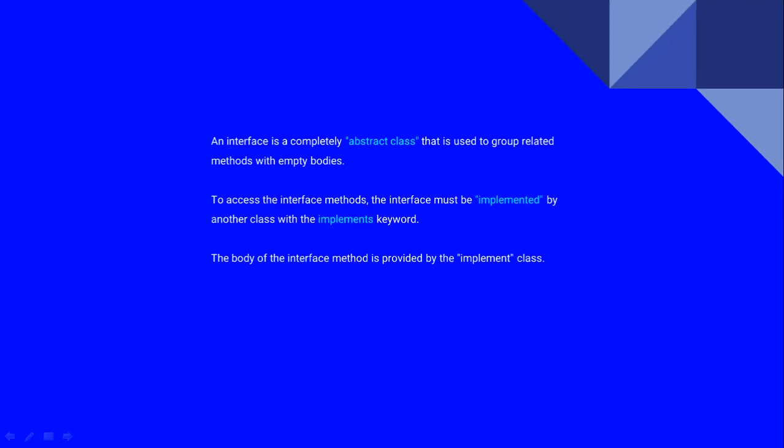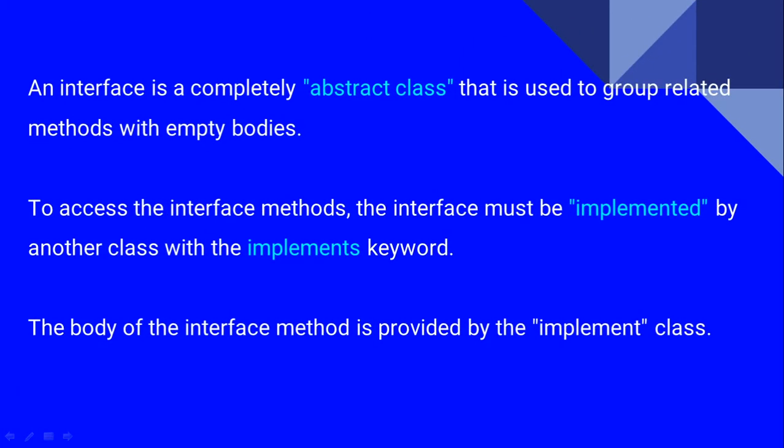And now let us see. An interface is completely an abstract class that is used to group related methods with empty bodies. To access the interface methods, the interface must be implemented by another class with the implements keyword. So we are using the keyword implements. The body of the interface method is provided by the implement class.